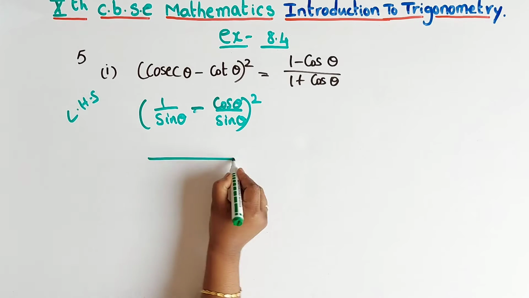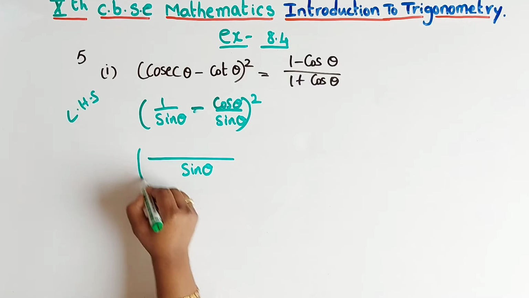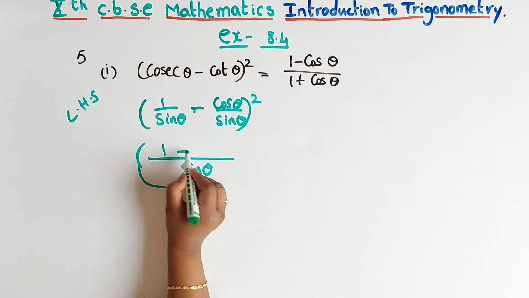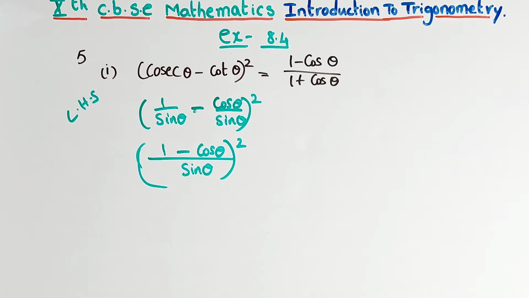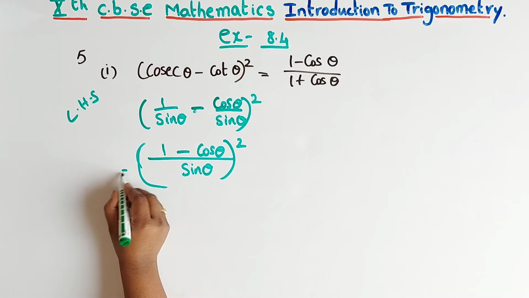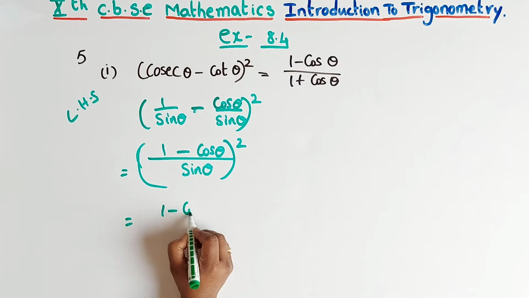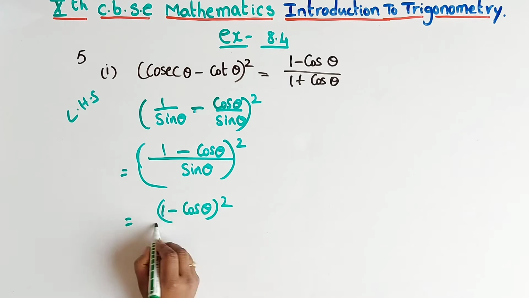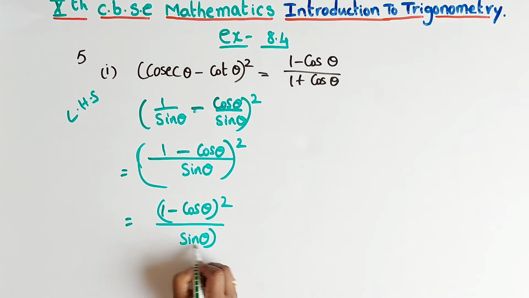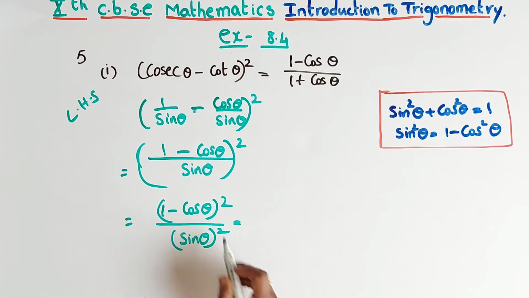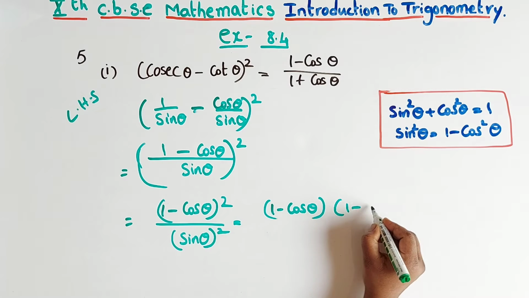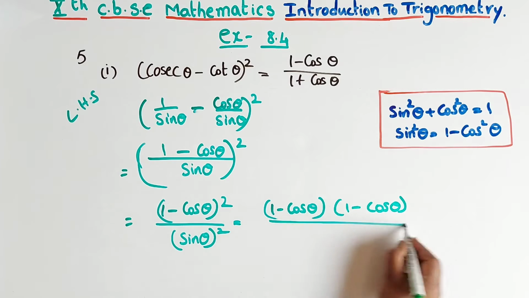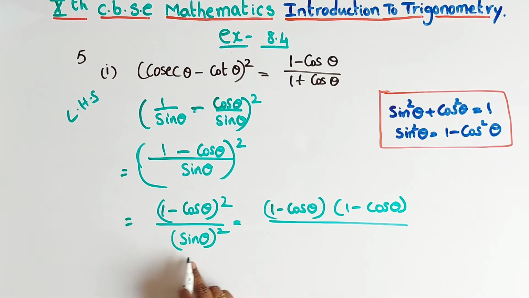So let's take LCM here. Sin theta is LCM, and here in brackets 1 minus cos theta whole square. Right children, here I am just separating the brackets: (1 minus cos theta) whole square divided by sin theta whole square. Here (1 minus cos theta) whole square is (1 minus cos theta) into (1 minus cos theta), right? I can write it like this, correct? Now sin theta whole square, that is sin square theta.